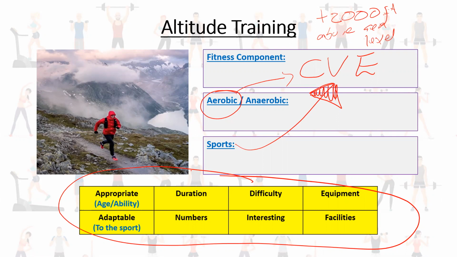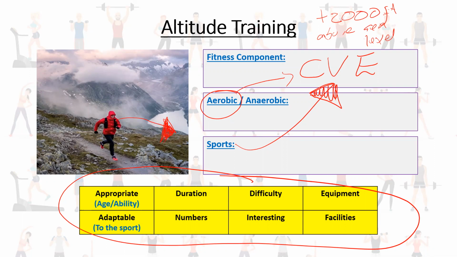So the benefit is that you improve your cardiovascular endurance, because during this time of working, your body adapts by producing more red blood cells. Red blood cells carry oxygen. So if you've got more red blood cells circulating in your body, you're able to carry a larger amount of oxygen to the working muscles. That adaptation takes place whilst you're training, but it also lasts for a short period once you come back down the hill.